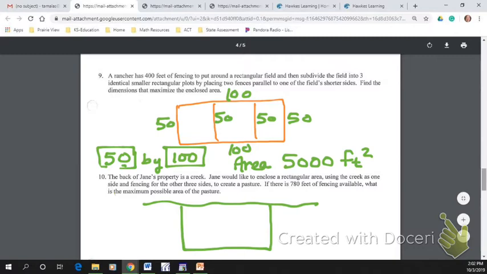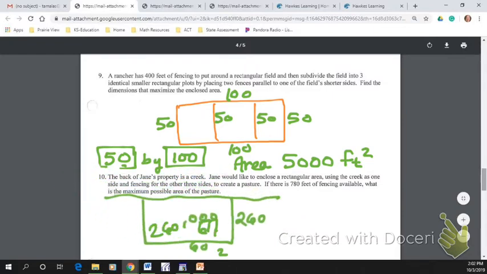Okay, so let's try it. What is 780 divided by 3? 260. So each of these would be 260. All right, well, what would the area be for that? What's 260 times 260? 67,600. Oh, wait, no, I think I did it wrong. 67,000, okay.